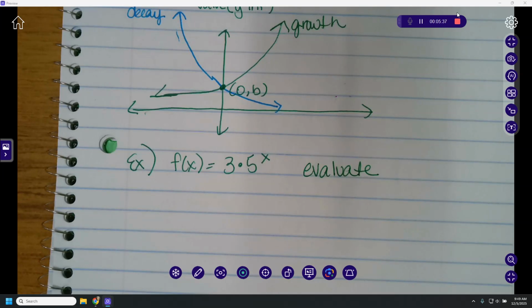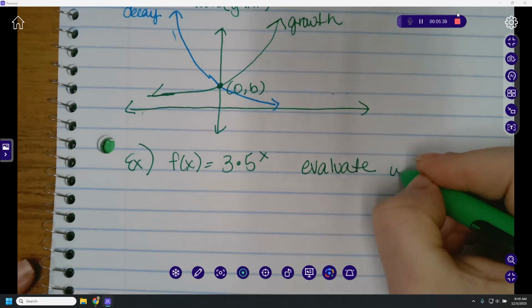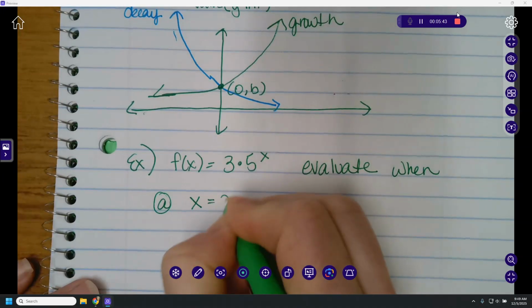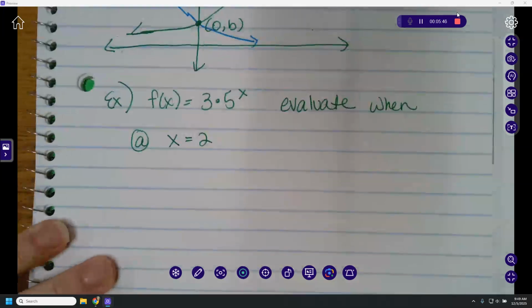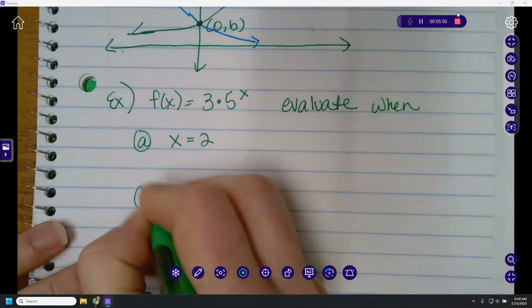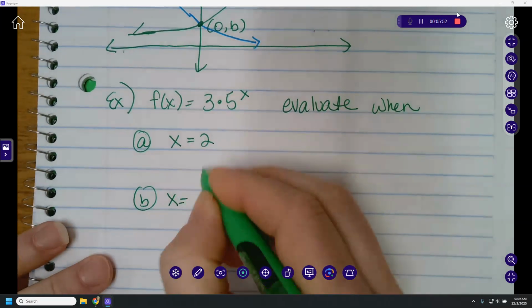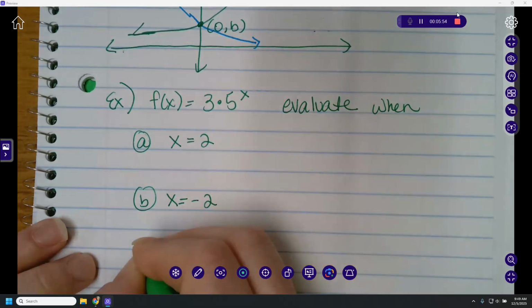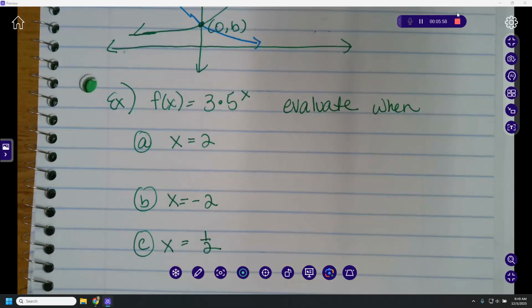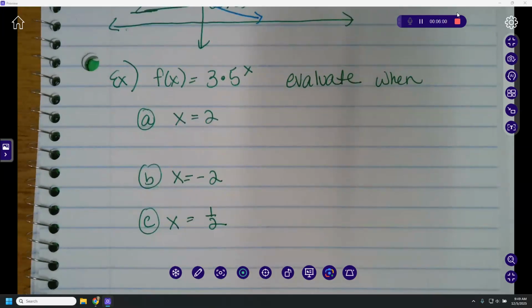So we're going to evaluate, first, for x equals 2. Let's leave some space. Then we're going to do x equals negative 2. And then we're going to do x equals 1/2, just so we know what those things do to the function.